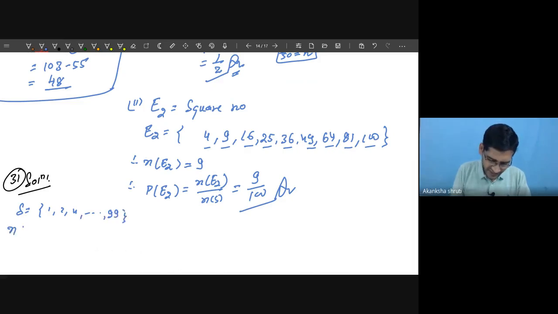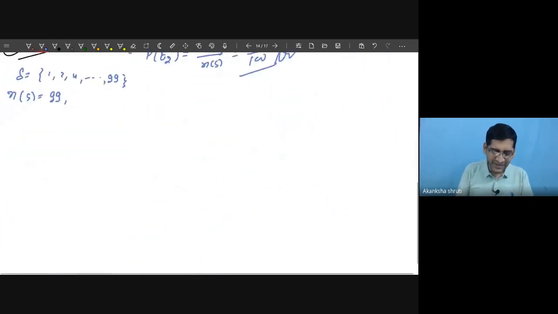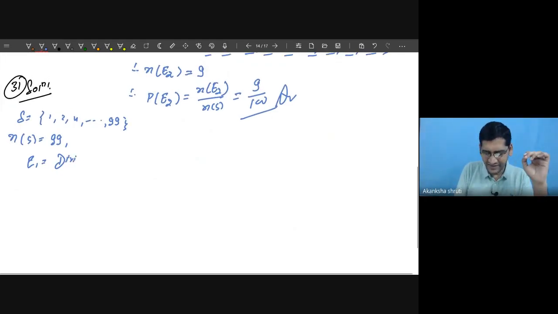So what is NS here? 1 to 99. It is in continuation, so it is 99. Okay, it is this one. What is the probability that the number is divisible by 7? Now search for the divisible by 7 event E1, divisible by 7. It means what will this E1 be?